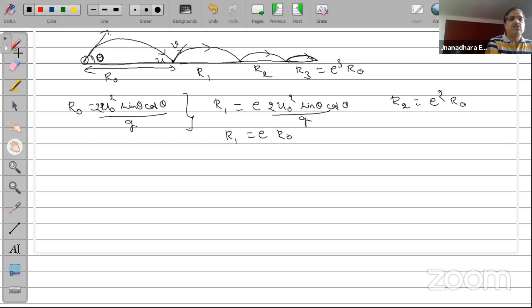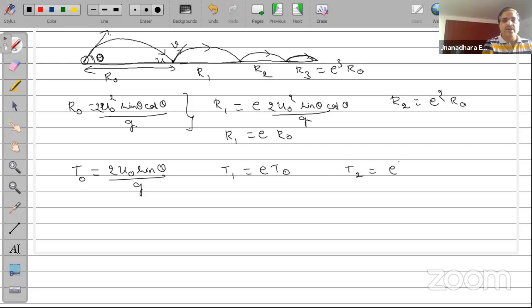Similarly, can we also talk about the time of flight? Time of flight here will be equal to 2 U0 sine theta by G. Now you'll find that the time of flight T1 here will be equal to E times T0. T2 will be equal to E square times T0, and so on and so forth.